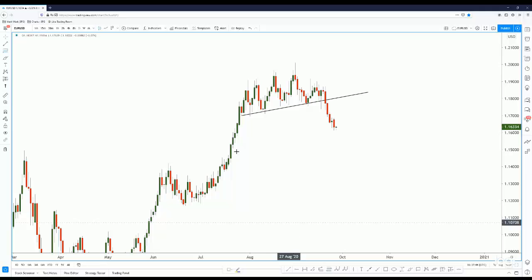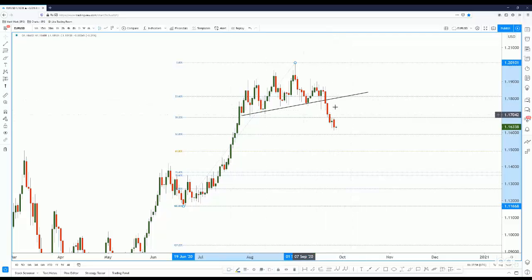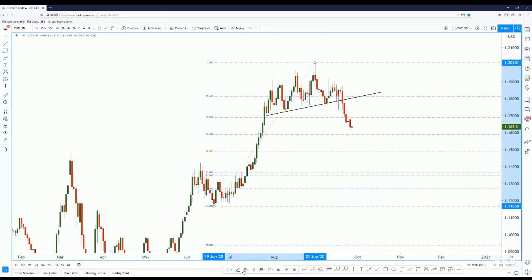Now, if we were to use Fibonacci following the price movement from the last low all the way to the high, and open up all Fibonacci ratios, we see that the 23.6 is broken, the 38.2 is broken. The next levels that price will go to will be the 50 and the 61.